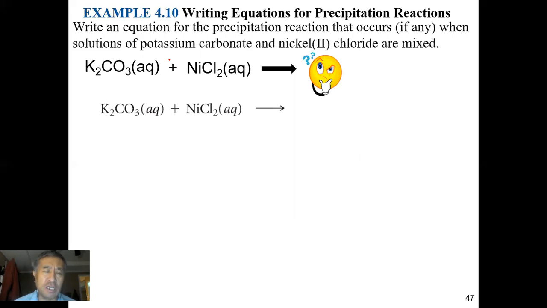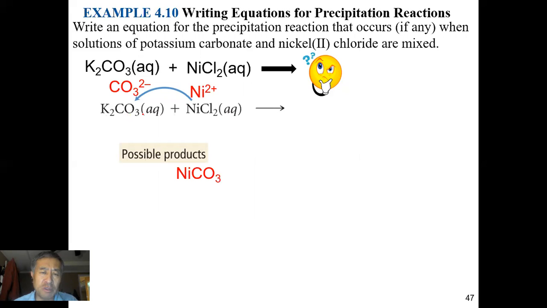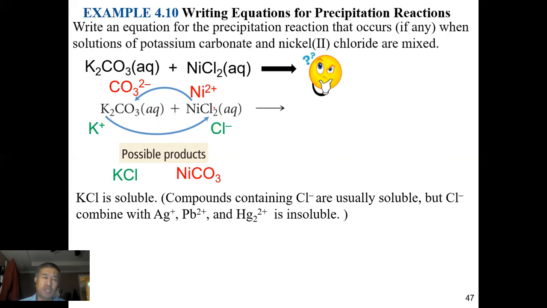Once you know the positive ions and negative ions, the positive ion combines with the negative ion. There's the nickel 2+ ion, and it follows the arrow to combine with the carbonate. So the possible product for this combination will be NiCO3. Then we take the other pair of ions. The K+ will follow the arrow to find the other negative ion, Cl-. That's the possible product, KCl. Then you use the solubility rules to decide which one is insoluble.